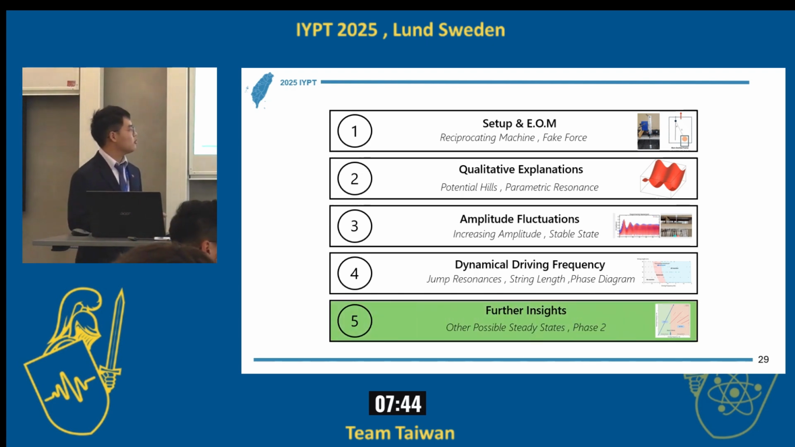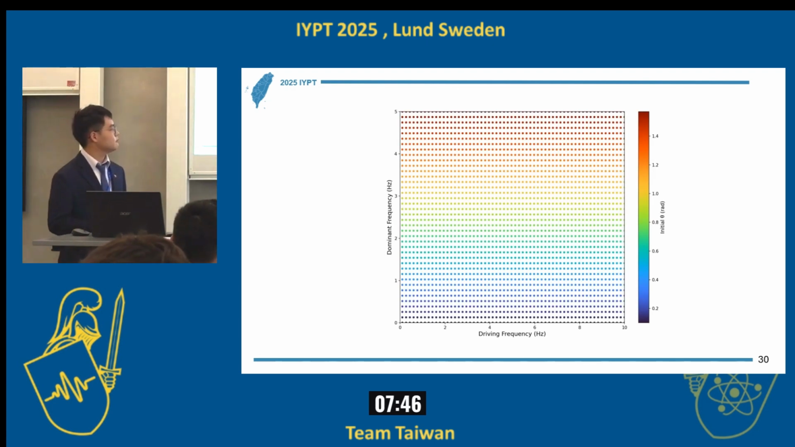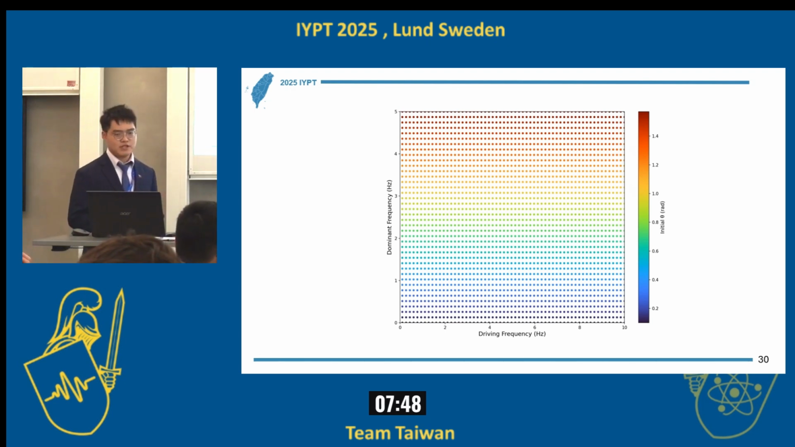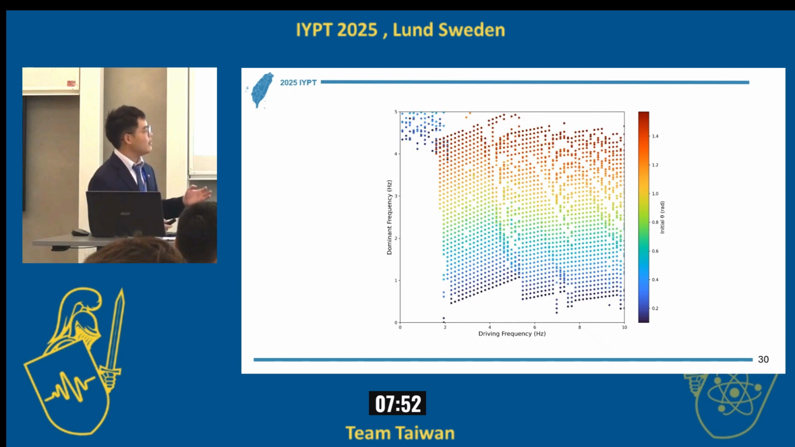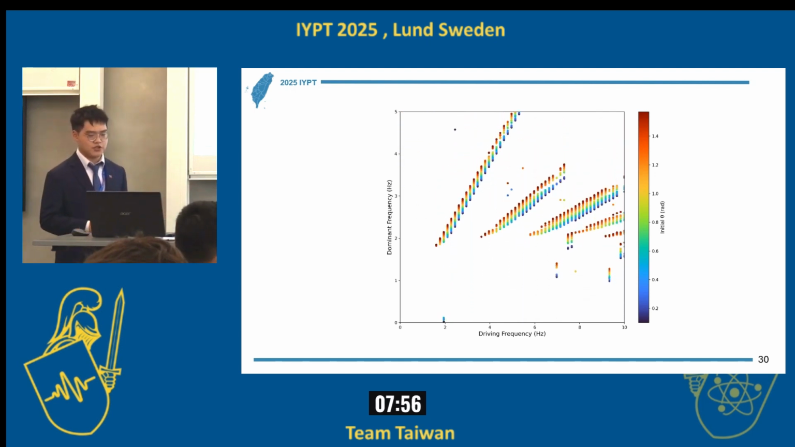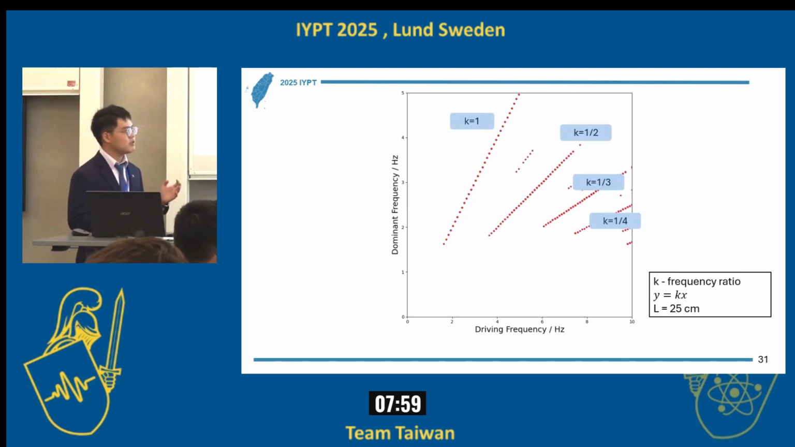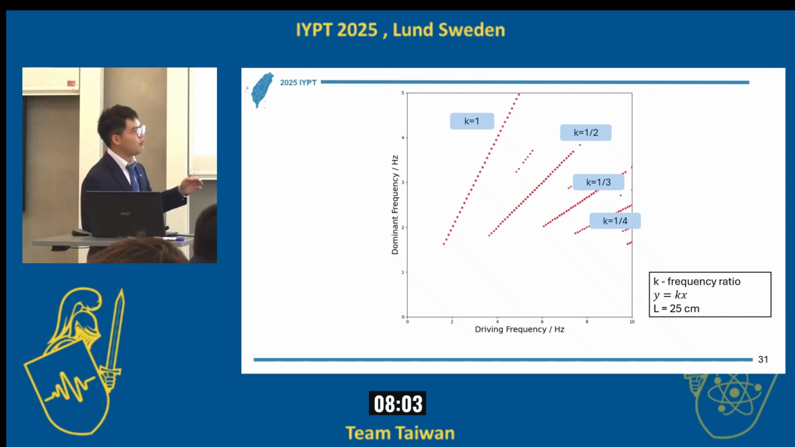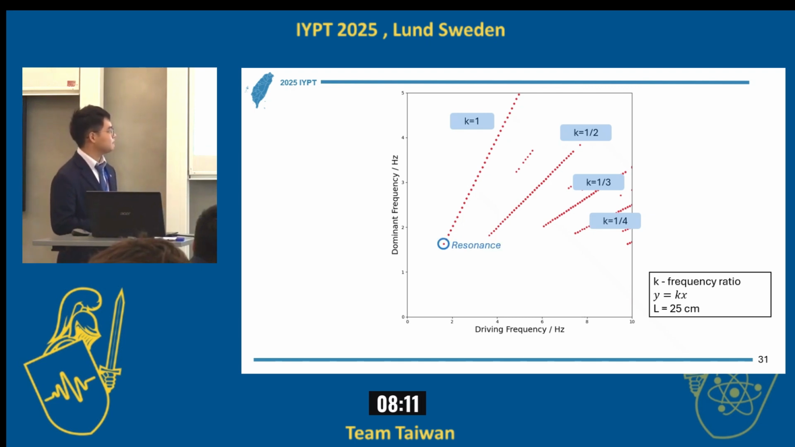Next, let's move on to my further insights. With different driving frequencies, we give it a range of initial conditions. We then ran the simulation for a long time until a steady state was reached. We can see multiple steady states forming. This is due to the possibility of multiple oscillations per collision. Well, this is the bifurcations of the system, and this is the resonance.